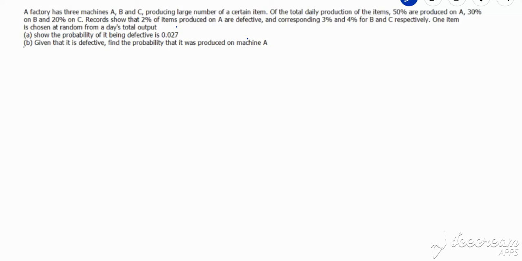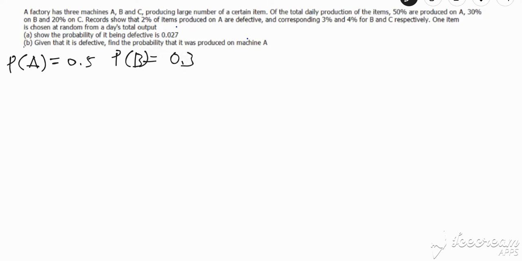It says a factory has three machines, A, B, and C, producing large numbers of a certain item. Of the daily production of the items, 50% are produced on machine A, 30% on machine B, and 20% on machine C. Now what I can start doing here is simply to write down important information from this. So the probability that an item is produced on machine A, since we see it's 50%, this would give me 0.5. The probability that it is produced on machine B is 30%, which is 0.3.